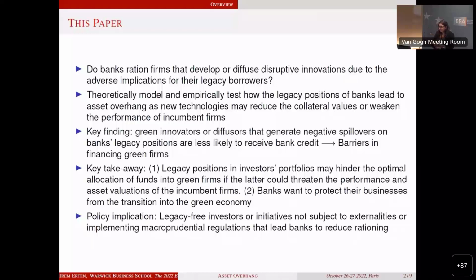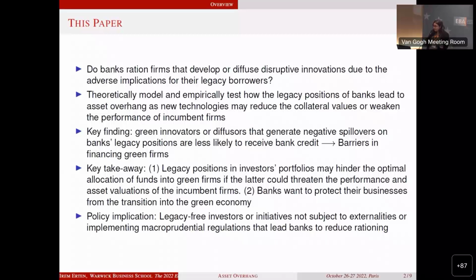So in this paper, the research question that the authors tackle is, do banks ration the borrowers that would have a negative impact on their legacy borrowers due to the disruptive technologies? And what they do is to theoretically model this asset overhang problem and then test the empirical predictions. And the key friction is that the new disruptive technologies may reduce the collateral value or weaken the performance of the legacy borrowers.